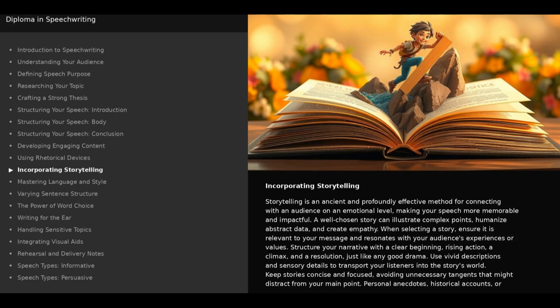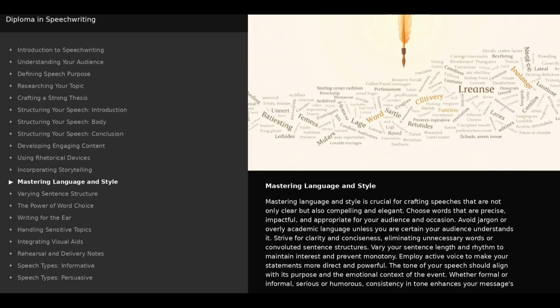By weaving compelling narratives into your speech, you transform information into an experience, fostering a deeper connection and ensuring your message endures. Mastering language and style is crucial for crafting speeches that are not only clear but also compelling and elegant. Choose words that are precise, impactful, and appropriate for your audience and occasion.